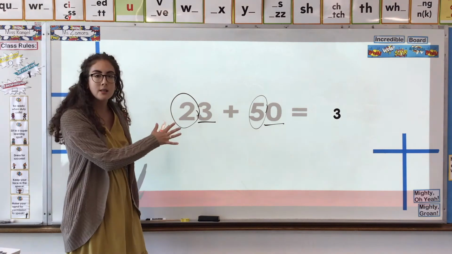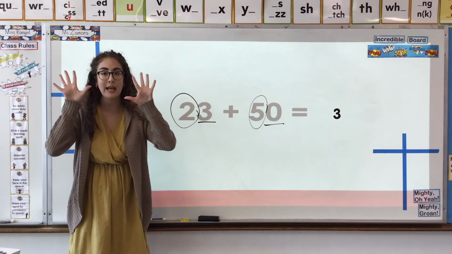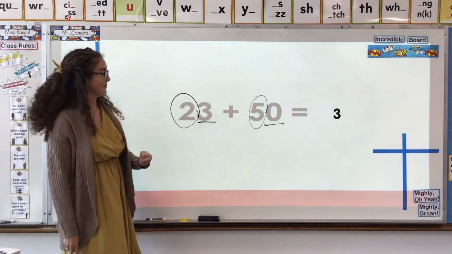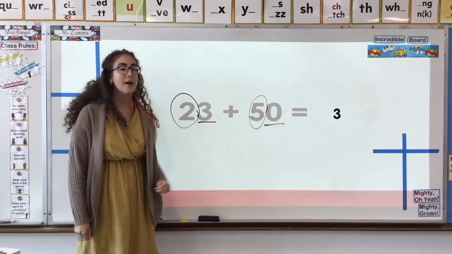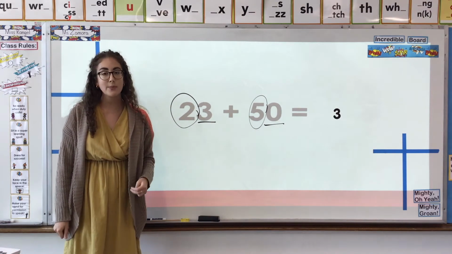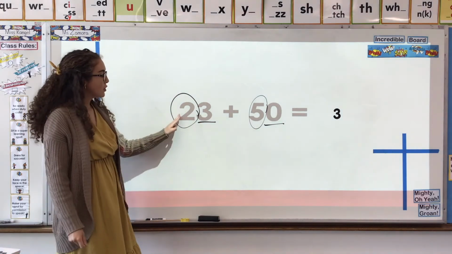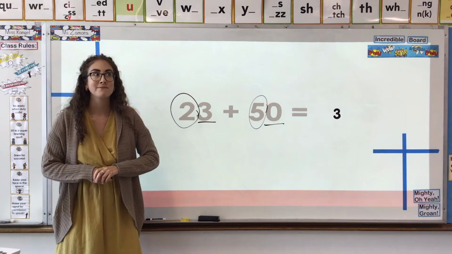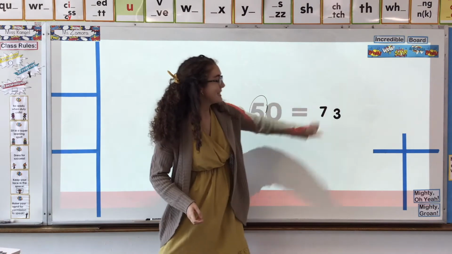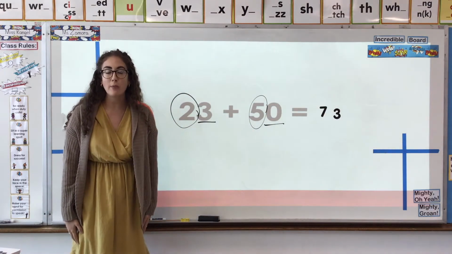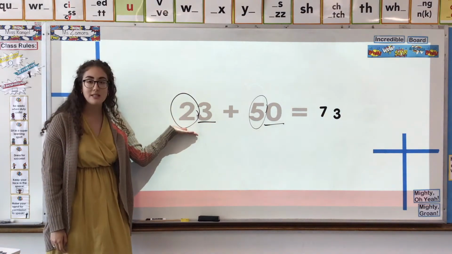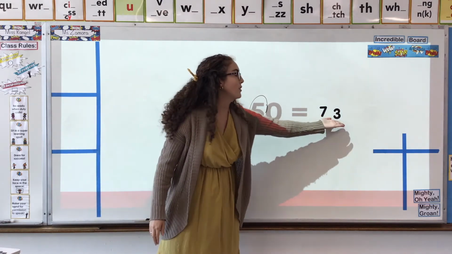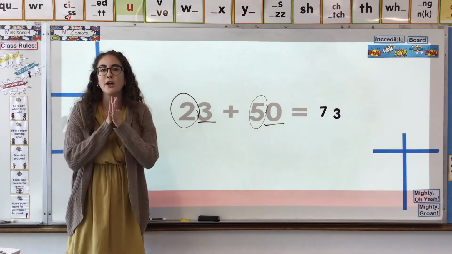So now for the tens. What two numbers are in the tens place? We have a 2 and a 5. So they're both in the tens place, so we can add them together. So 2 plus 5 equals 7. So now that we solved with our place value knowledge, let's read this equation. Here we go. 23 plus 50 equals 73. Good job, Super Scholars.